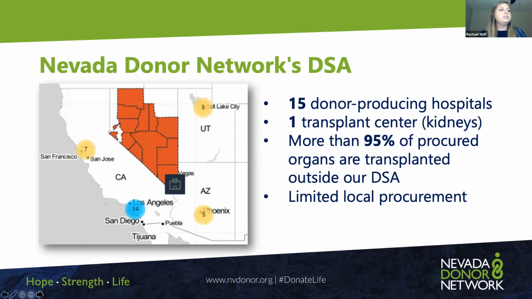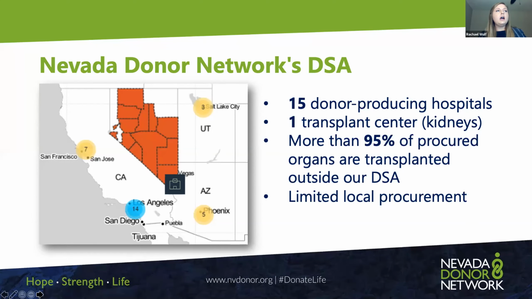So I want to start out by giving a little bit of context for the DSA in which we operate. We cover most of Nevada except for the Reno area, which is covered by Donor Network West, and the Northeast corner, which is covered by Donor Connect, and have about 2.9 million residents. So although we cover quite a larger geographic area, most of Nevada is desert and people don't tend to live in the desert.